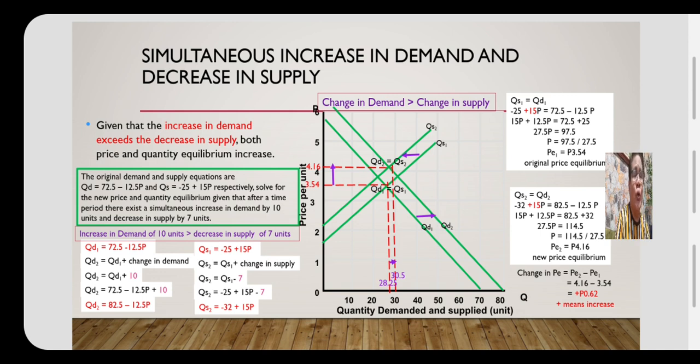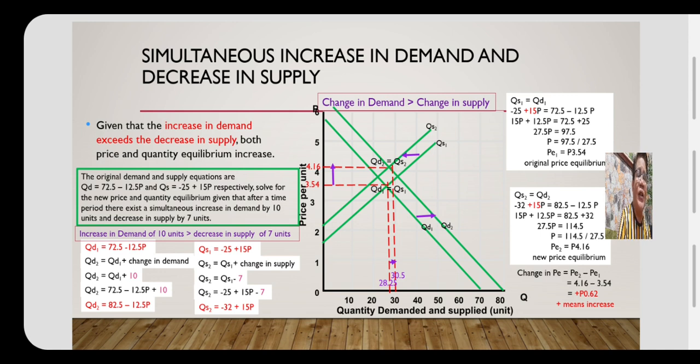So here we have a new price equilibrium of 4.16, and the original price equilibrium is 3.54. So to get the difference between the new and the original price equilibrium values, we now have 0.62 pesos, which means the change in price equilibrium is about 62 centavos. And this is an increase in price equilibrium because of a positive sign. Positive because the new price equilibrium is greater than the original price equilibrium.